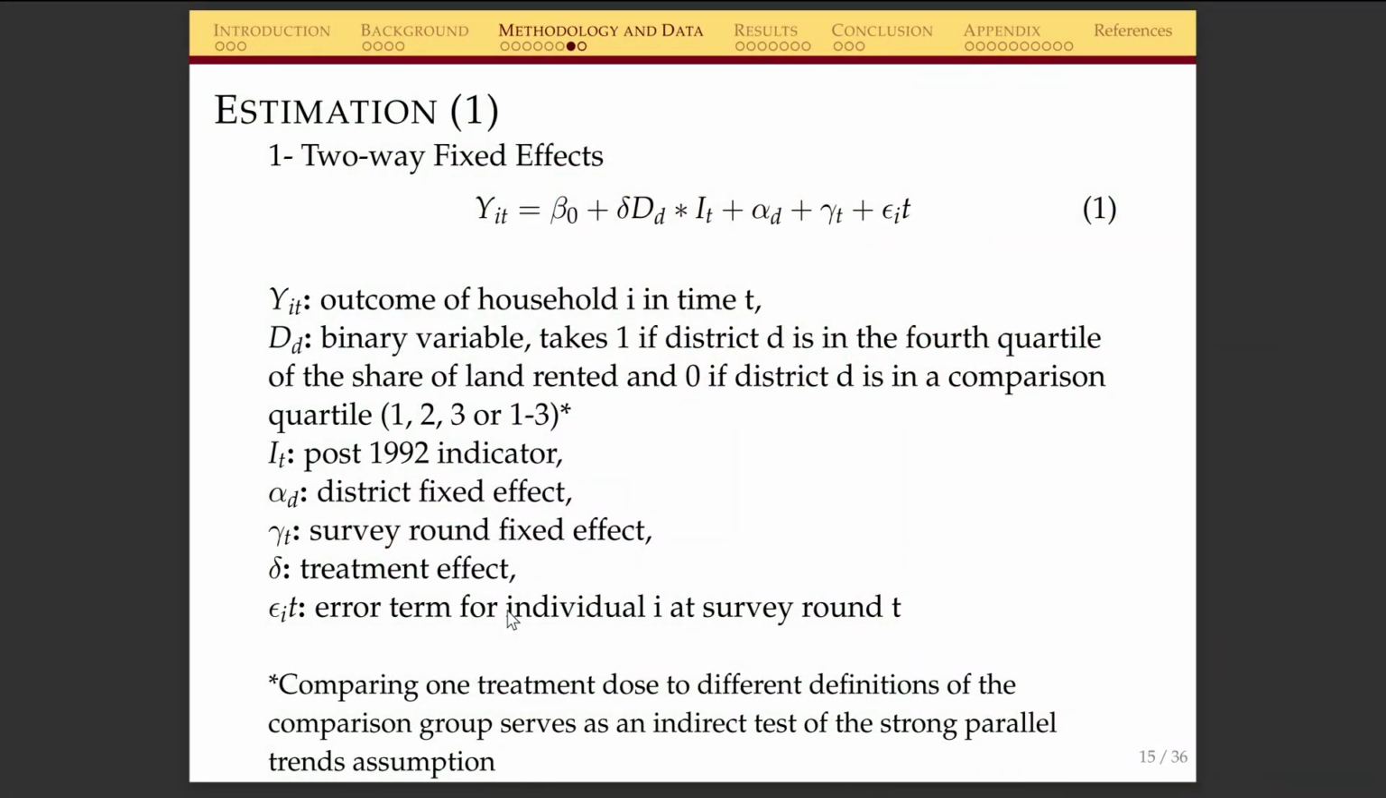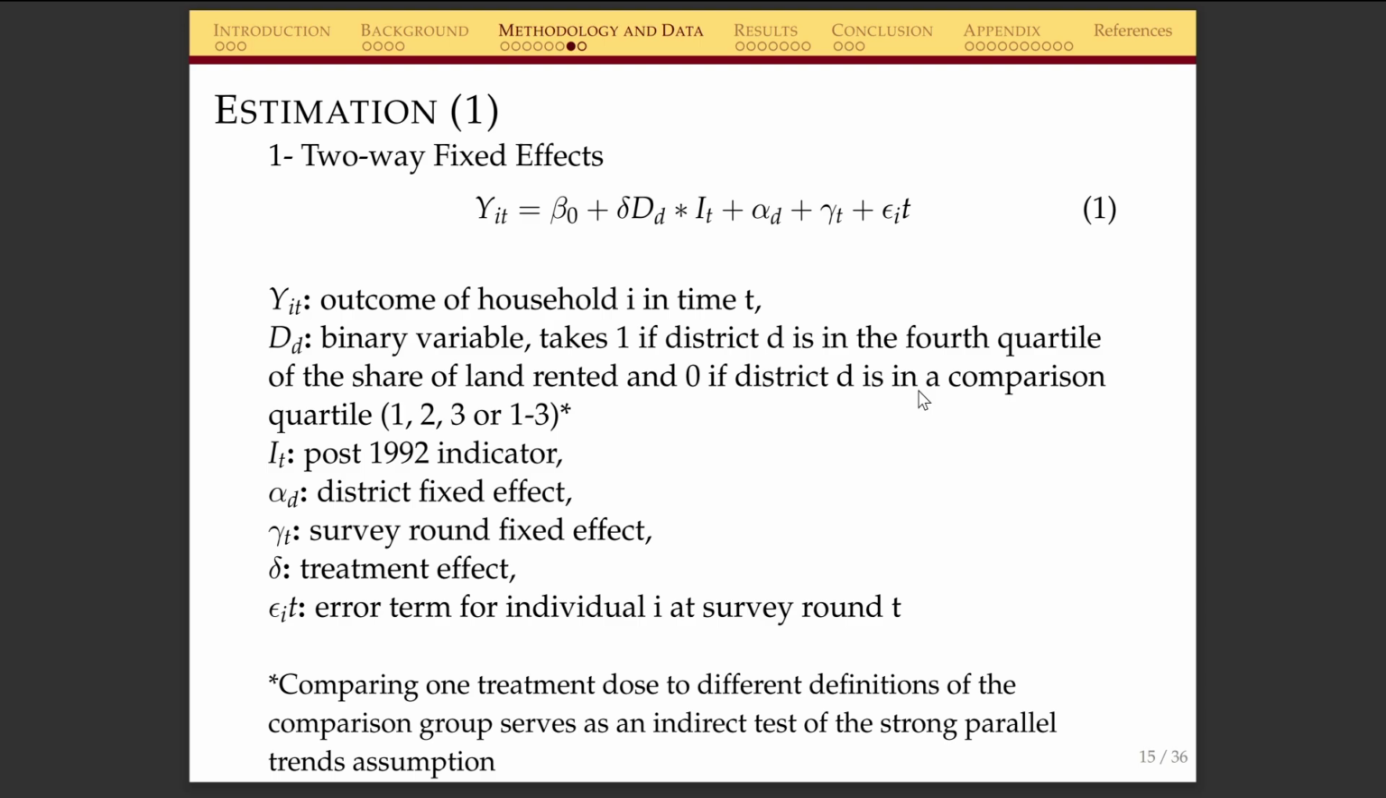So in terms of estimation, first I'm using traditional two-way fixed effects, where I'm looking at the effect of a binary variable, the treatment, that takes 1 if the district is in the fourth quartile of the share of land rented, and 0 if the district is in one of different definitions of comparison group. So the comparison group could be the first quartile, the second quartile, the third quartile, or the 3 bottom quartiles.